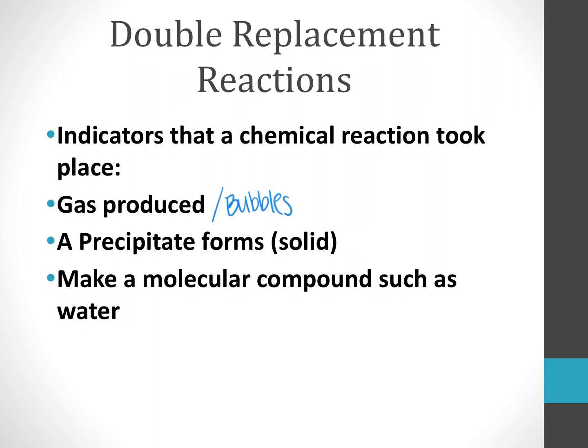Okay. You might make something called a precipitate. A precipitate is a solid. So if you mix two liquids together and you make a solid, we call that solid the precipitate. Or when we do double replacement reactions, we start with two ionic compounds. So if you start with two ionics and you make a molecular compound as a product, such as water, then yes, you're also getting a chemical reaction because you're making something new.